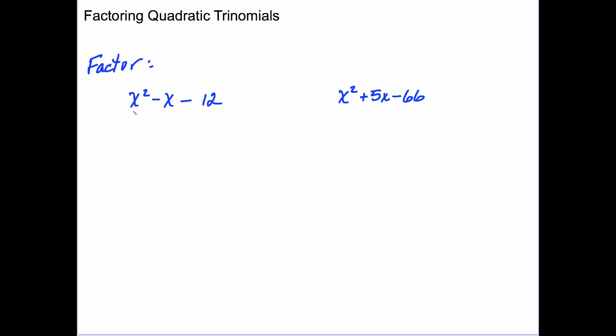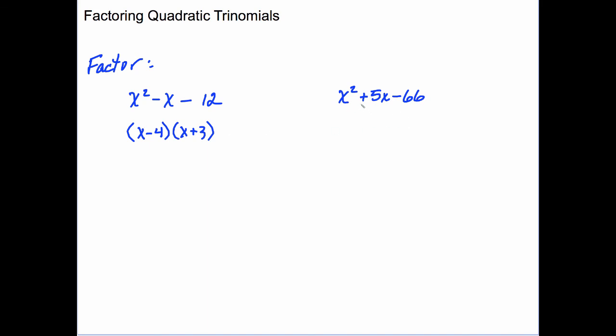Okay, for this first one, the factors that we're looking for are x minus 4 times x plus 3. Negative 4 times 3 is negative 12, and negative 4 plus 3 is negative x, or negative 1x.